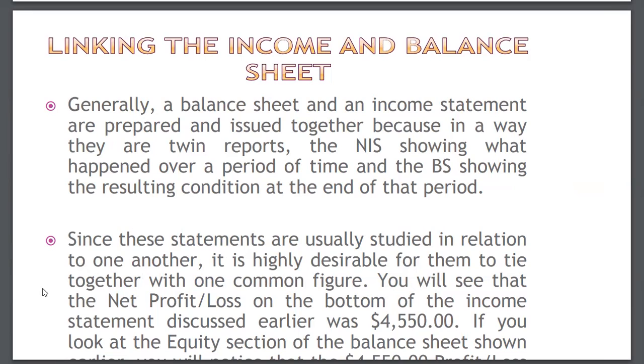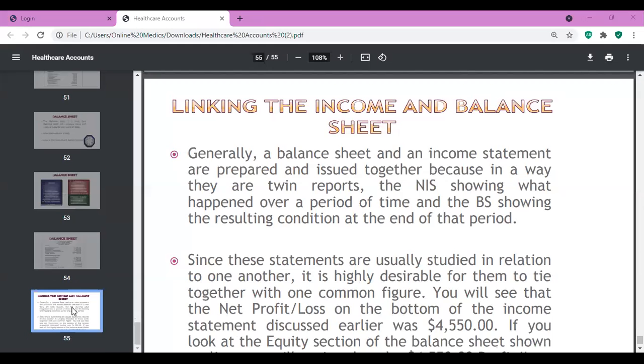You will see that the net profit or loss at the bottom of the income statement discussed earlier was that. And if you look at the equity section of the balance sheet shown, it's going to show where the profit was added to the equity. That's basically what it's saying, right? So either the profit is added or the loss is removed from the owner's equity. Then it's finished, it's not changing. All right, that was the last statement.